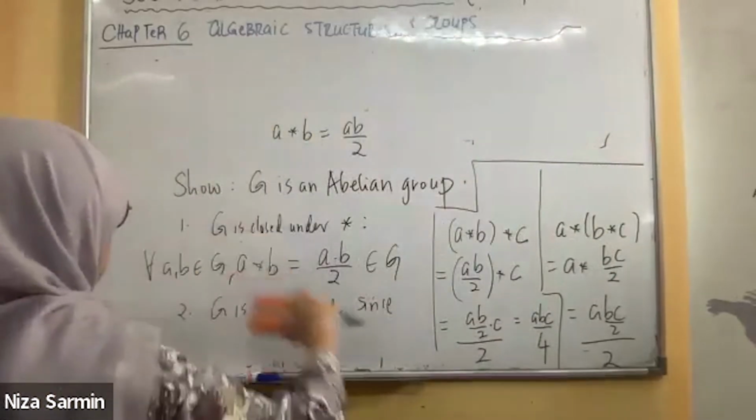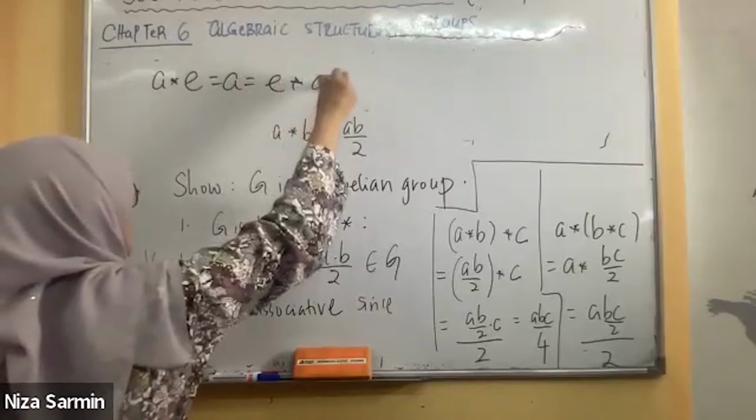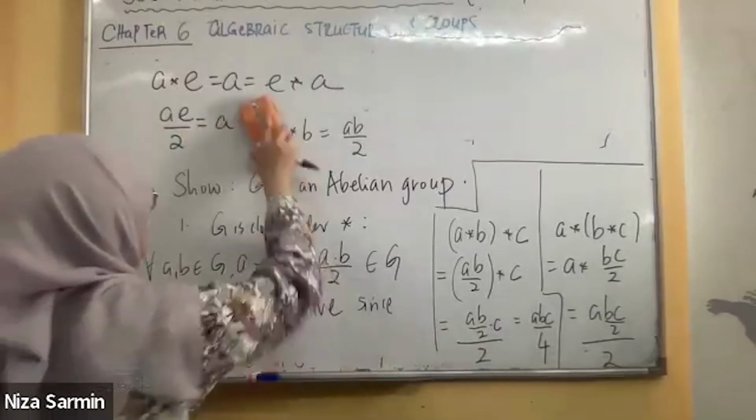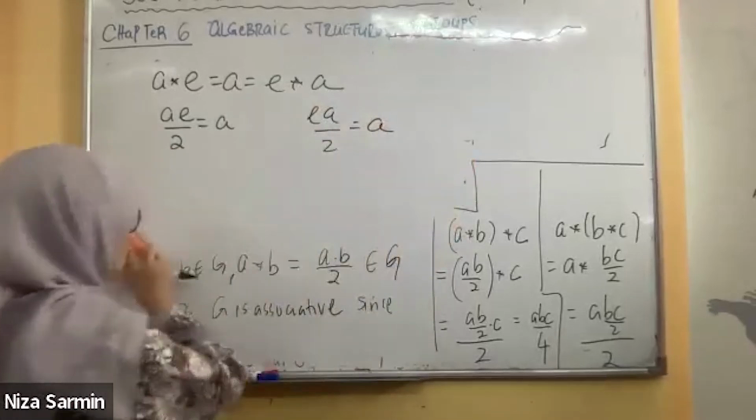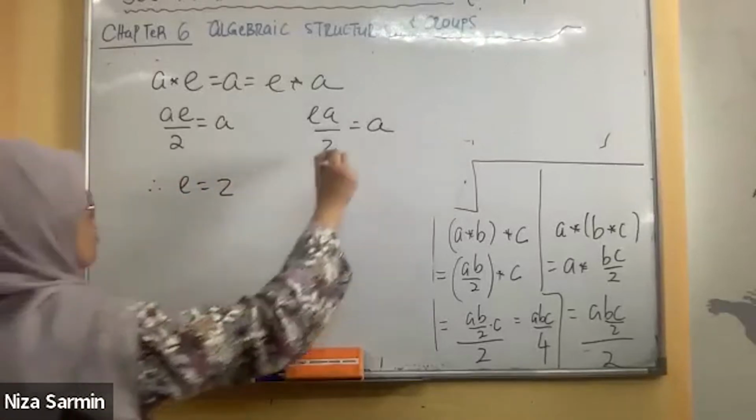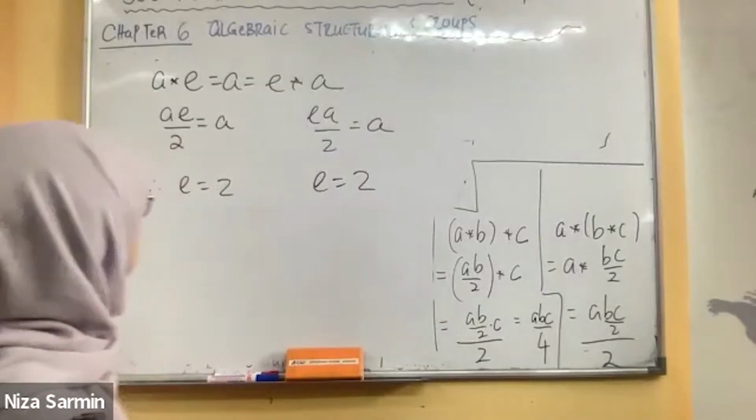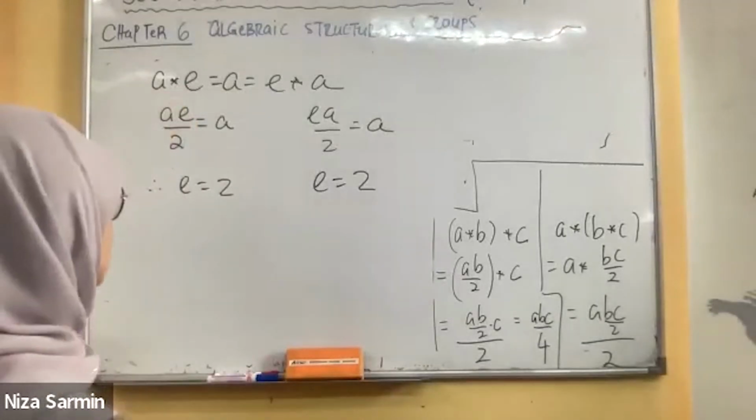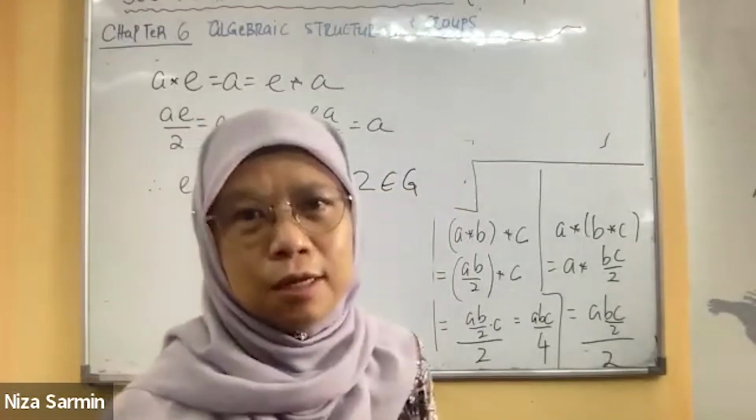Then you want to go for identity. I'll do this quickly because time is almost up. Okay, you want to say a star e is a, which is e star a. So a star e is ae over 2 is a, and ea over 2 is a. Cancel. So left and right show you e is 2. You can check: a times 2 over 2 is a. And this is in G. Don't forget to check. It's a real number, it's in G.